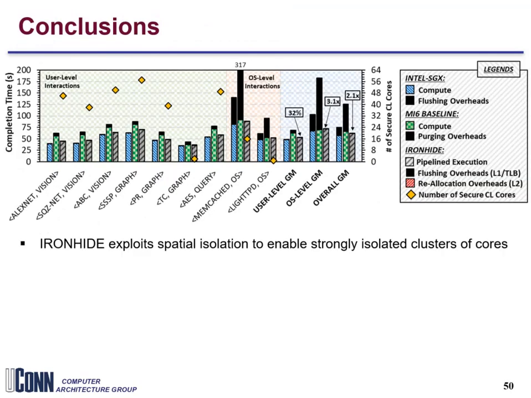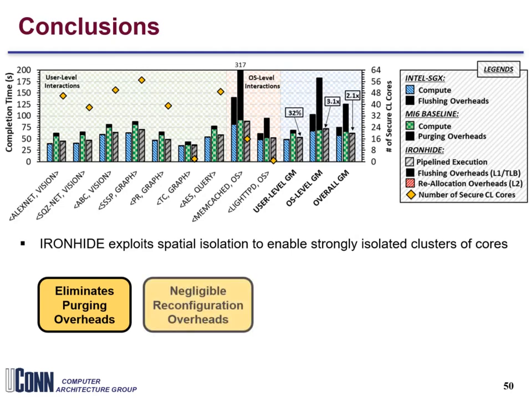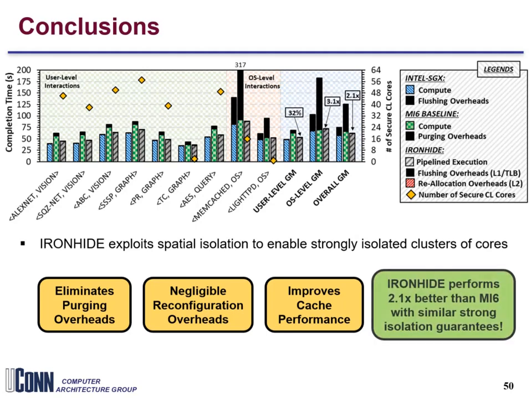To conclude my talk, I would like to highlight that IRONHIDE exploits spatial isolation to form strongly isolated clusters of cores where interacting secure and insecure processes temporally execute in their respective clusters, by means of which IRONHIDE eliminates the microarchitecture state purging overheads by spatially pinning the secure processes on the secure cluster. Moreover, it incurs negligible dynamic reconfiguration overheads and improves the cache performance with the help of dynamic hardware isolation. All these aspects, when combined together, allow IRONHIDE to perform 2.1x better in terms of performance compared to MI6 while ensuring similar strong isolation guarantees.